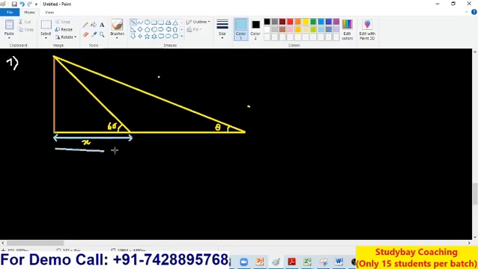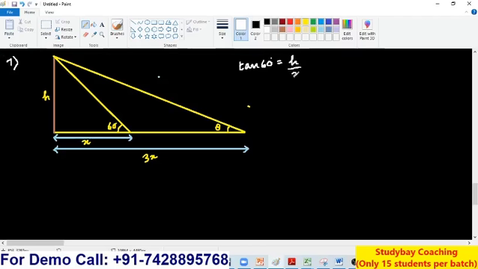Now this time the length is 3x. This is 3x. And at every time the height of the tower remains constant, that is h. Now if we try to solve this question, we can say that tan 60 degrees is equal to h upon x. Now tan 60 degrees is root 3. This is equal to h upon x.